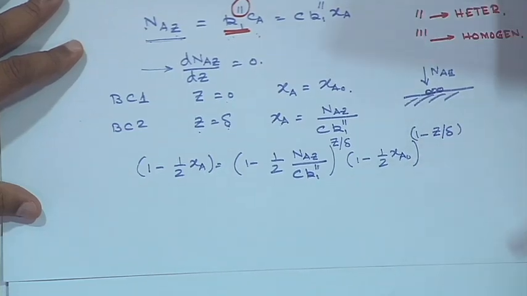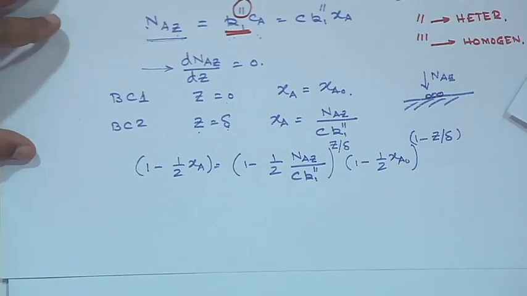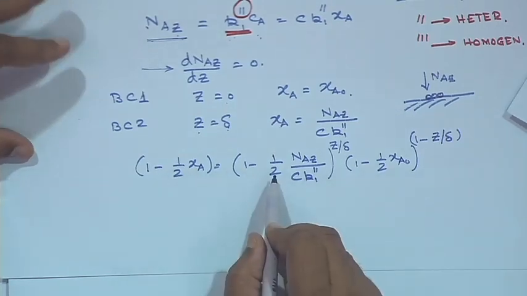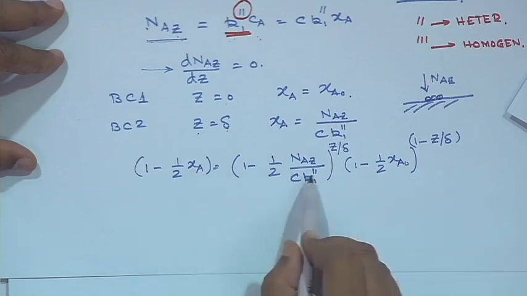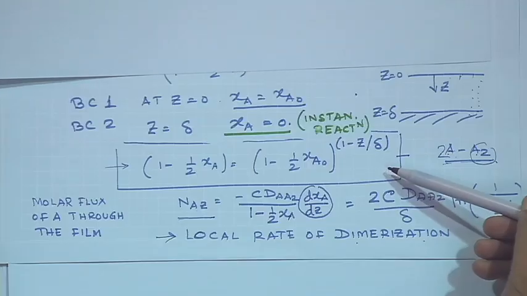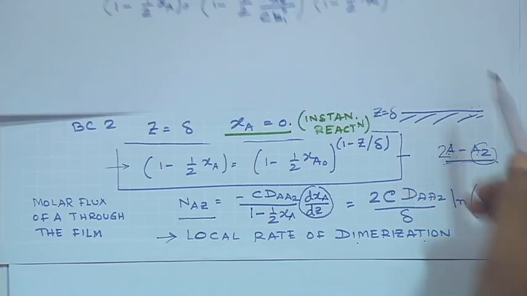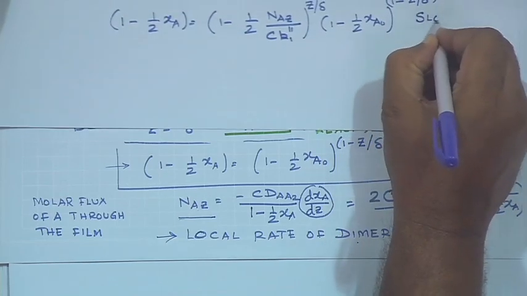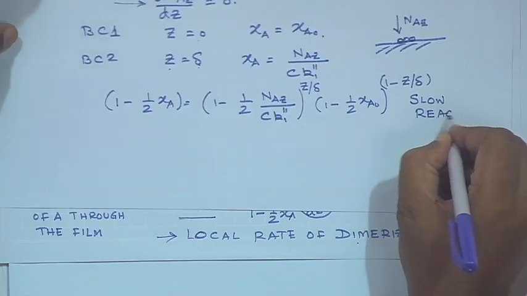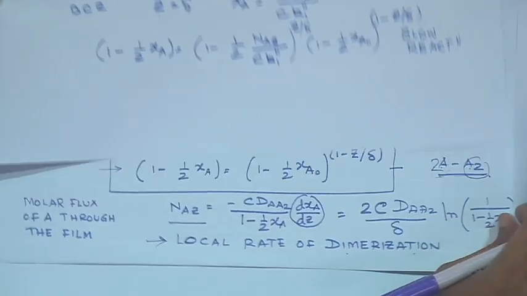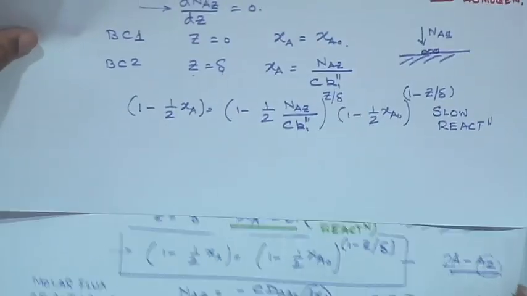so this is going to be the expression for the concentration distribution of A in the z direction. Just compare this with the expression which we obtained when it was an instantaneous reaction. So, this is for a slow reaction and this is for an instantaneous reaction.